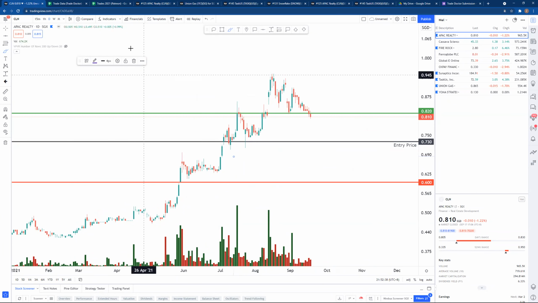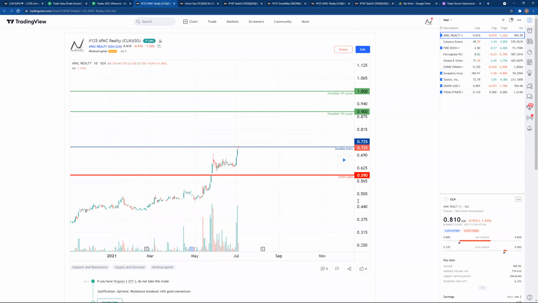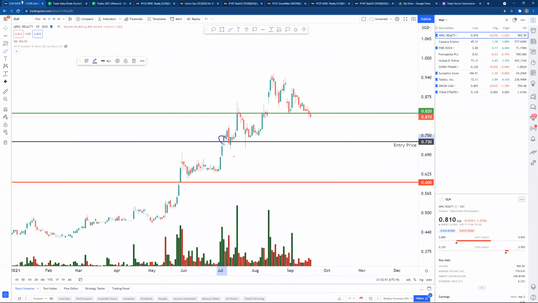This particular candle here, 0.730. So he entered at 0.730. Stop loss is at 0.600. So he was slightly above my stop loss, but it doesn't matter. He got the stop loss anyway. But his profit was at 8.2. So what I believe is that for all his trades, he didn't preset a TP level.